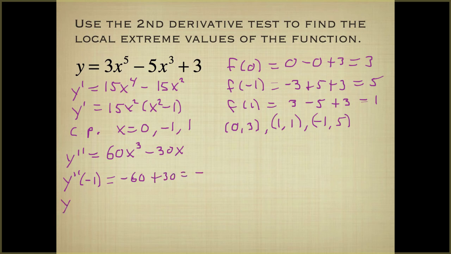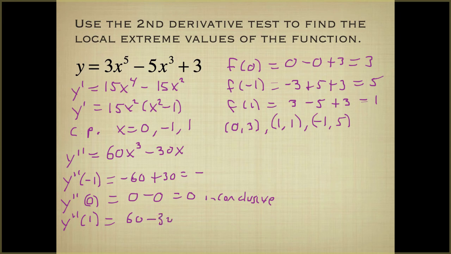Then we have y double prime of 0. And if you plug 0 in here, you get 0 minus 0, which is 0, which is inconclusive. We do not have a sign here. And then we have y double prime of 1. And if you plug that in, you get 60 minus 30, which is positive.